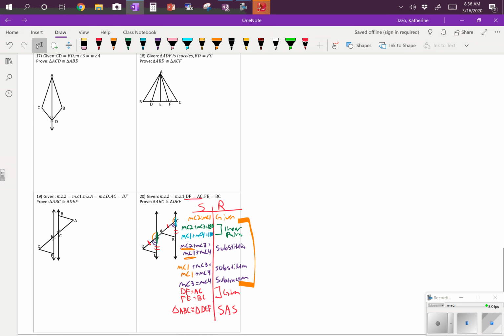For 17 through 20, you're going to have to do the linear pair, substitution, subtraction. I'm going to give you angles that are not in the triangles, and you're going to have to get the angles in the triangles in order to prove the triangles are congruent. That is your mission for tomorrow.